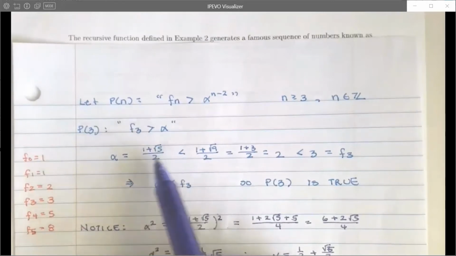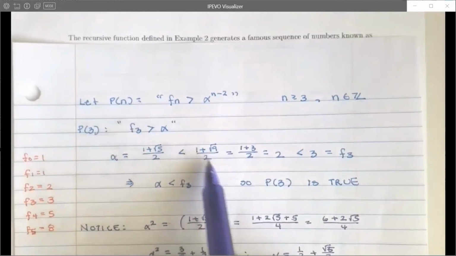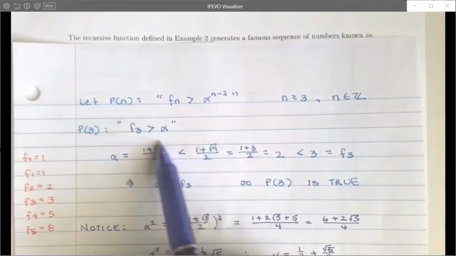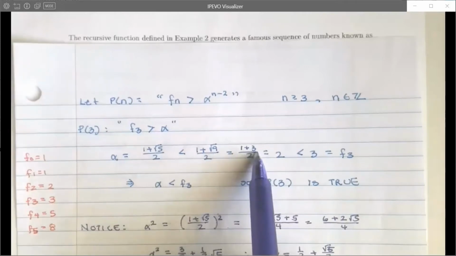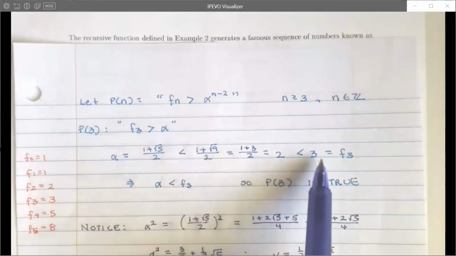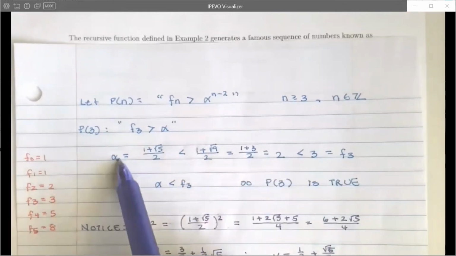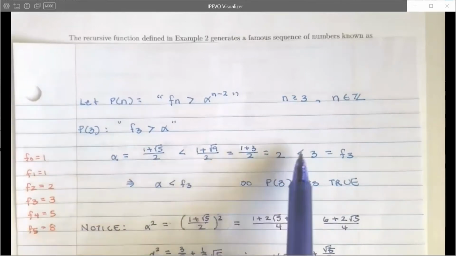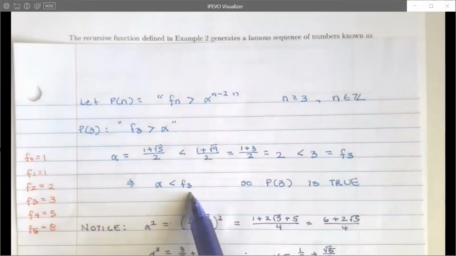Now, alpha is this (1 plus square root of 5) over 2, which is definitely going to be less than (1 plus the square root of 9) over 2, because the numerator in this fraction is larger. And the square root of 9 we can simplify to 3. So 1 plus 3 gives us 4, and then 4 over 2 gives us 2. Now that 2 is definitely smaller than 3, and 3 is F3. So this shows that alpha is less than 2, which is less than 3, and that is equal to F3. So the final conclusion is alpha is less than F3, so P of 3 is true.